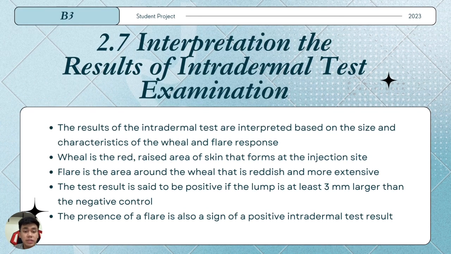Today I will explain the interpretation of the result of the intradermal test examination. The results of the intradermal test are interpreted based on the size and characteristic of the wheal and flare response. Wheal is the raised area of skin that forms at the injection site, and flare is the area around the wheal that is reddish and more extensive. The test result is said to be positive if the lump is at least 3 mm larger than the negative control, and the presence of a flare is also a sign of a positive intradermal test result.